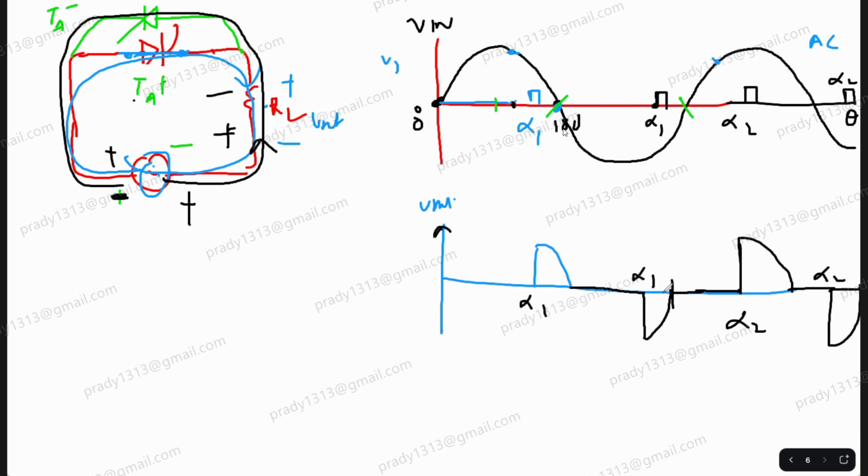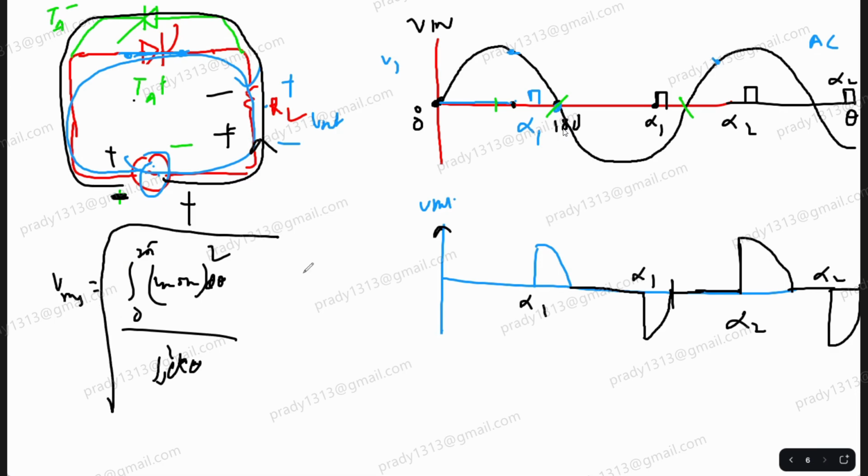So if I calculate the RMS value here, what will the RMS value be? Is it also some kind of area only? RMS value, yes. Because what is the RMS value? We square it, then we integrate it, and then we take a square root. But whatever you do, you are calculating an integration. That means it's an area only, right? Yes sir. Area of this will be greater or area of this will be greater?